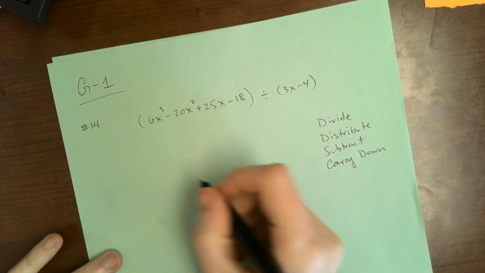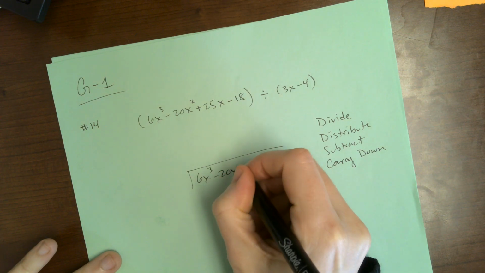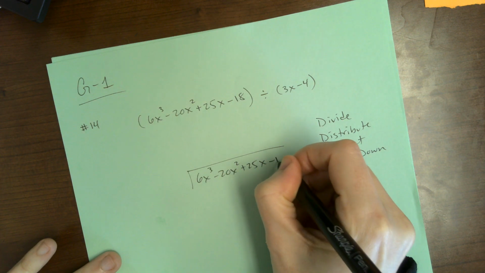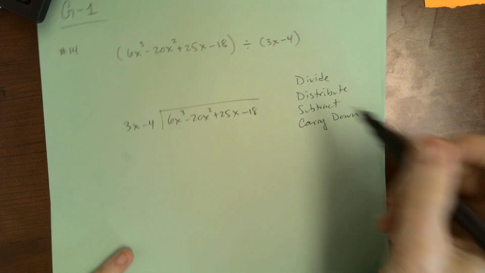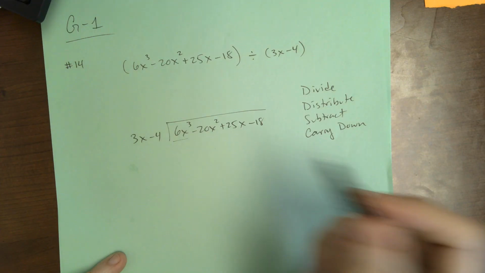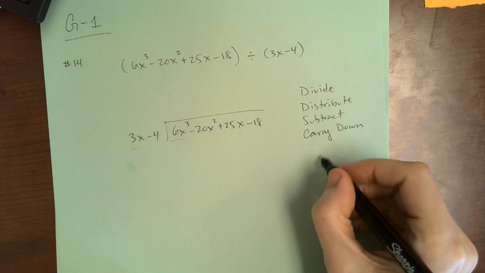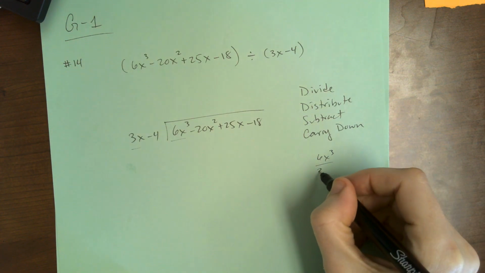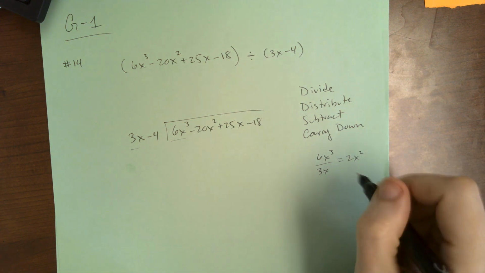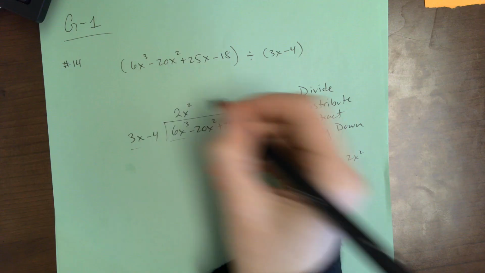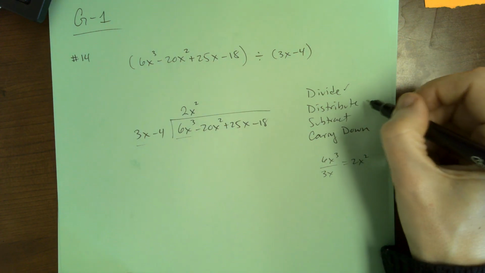Okay, so I go like this. Okay, and then 3x minus 4 is out front. So the divide step: I take the first term underneath and the first term outside and I divide them. So 6x cubed divided by 3x is 2x squared. That is the first term in our answer. We divided, now we will distribute.